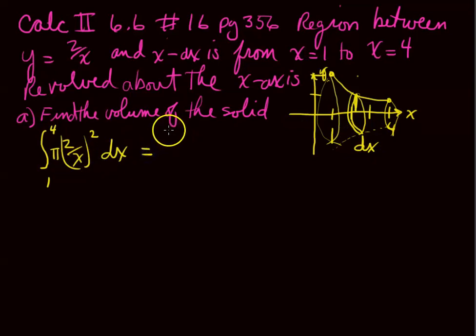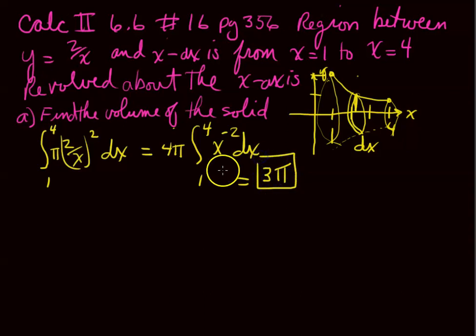So this is from 1 to 4. Let's pull out a pi and a 4. This is really x to the negative 2 dx. And now you can just go backwards and figure this out. It's not too bad. I'd like to save some room, I guess. So this is the 3 pi is what you get eventually. You should be able to work that one out, right?